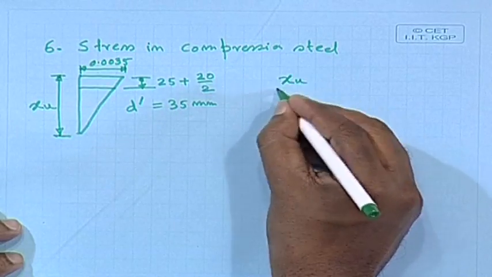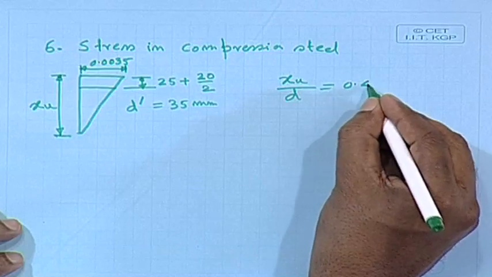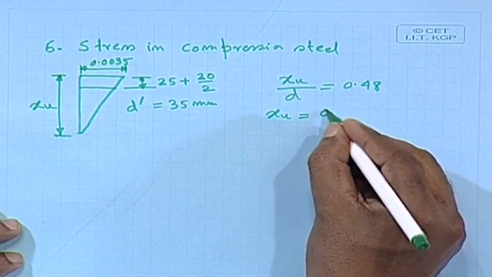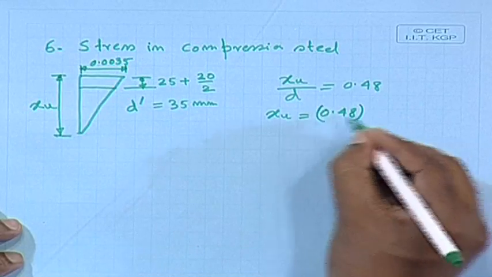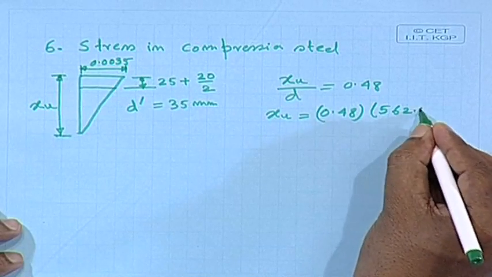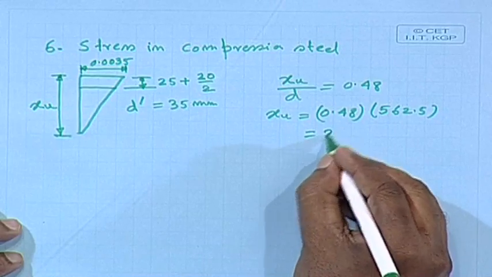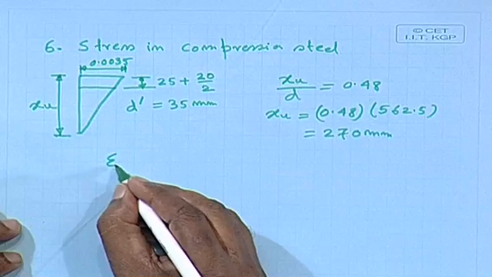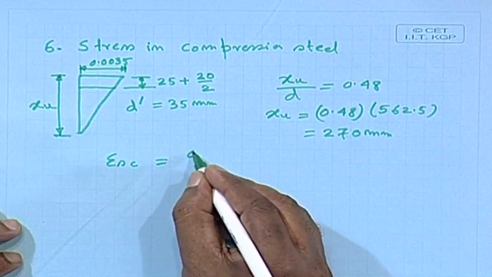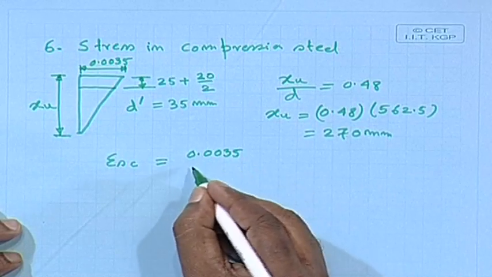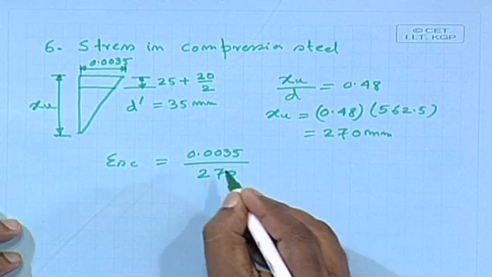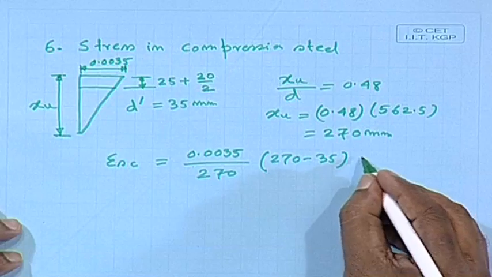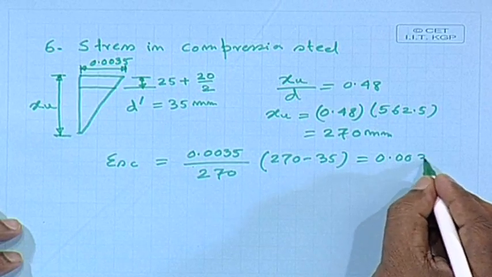XU by D 0.48, XU equal to 0.48 times 562.5, 270 millimeter. Epsilon SC equal to 0.0035, which will be always less than this 0.0035, minus 35 equal to 0.00304.